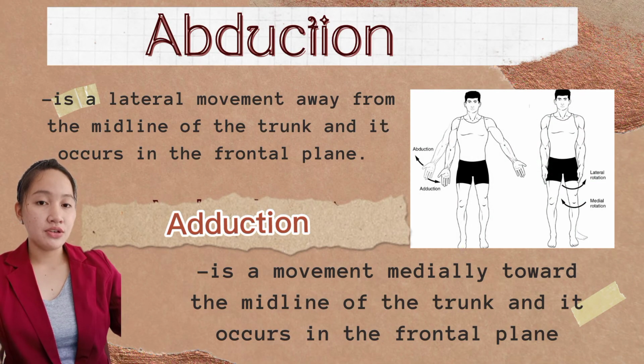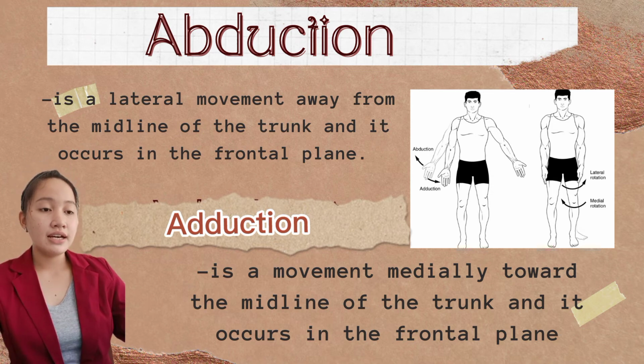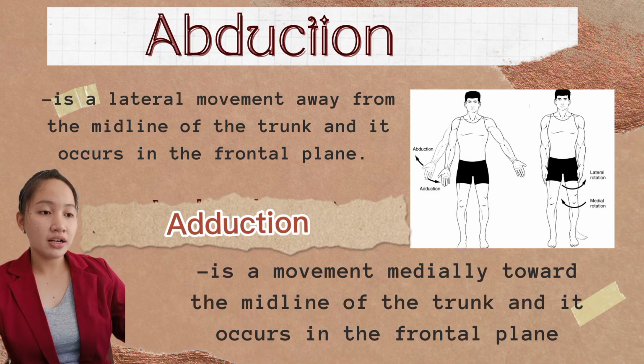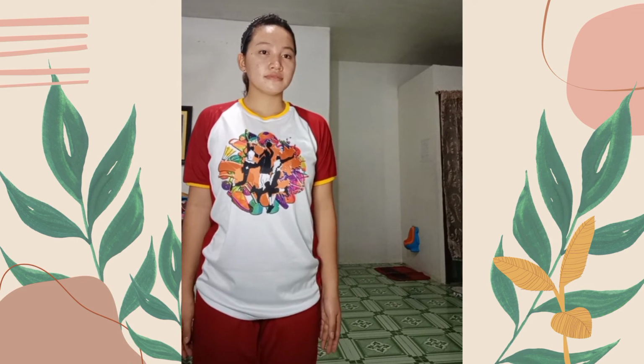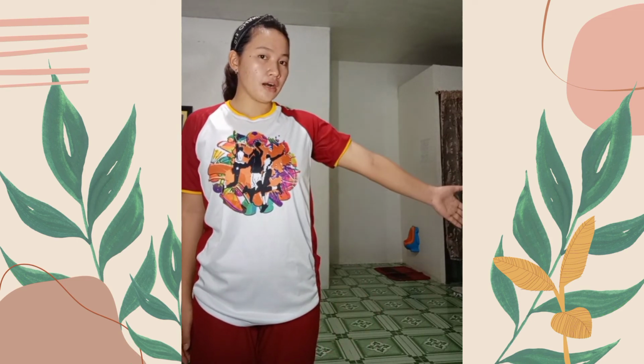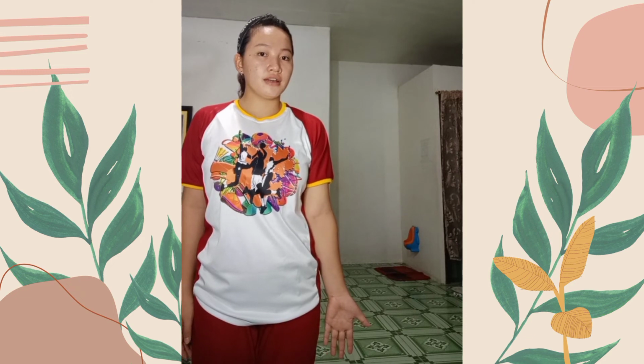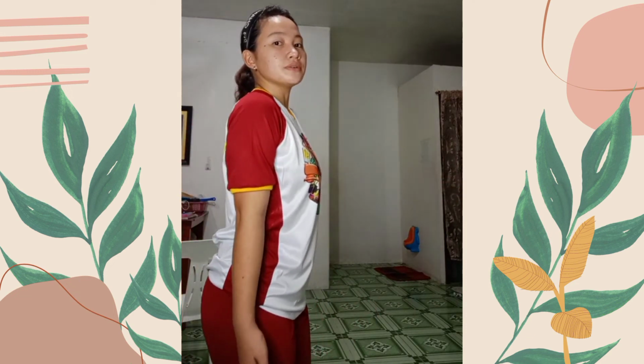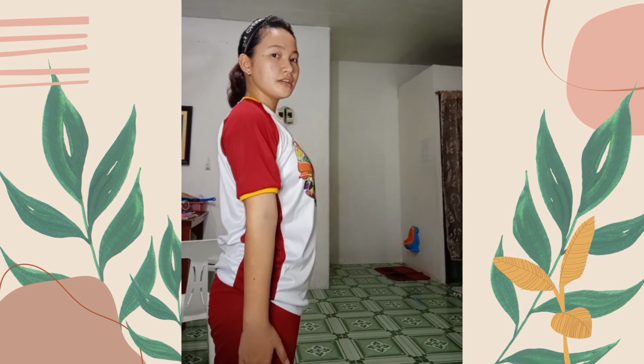Next, abduction. Abduction is a lateral movement away from the midline of the trunk, and it occurs in the frontal plane. Next, adduction. Adduction is a movement medially toward the midline of the trunk, and it occurs in the frontal plane. Adduction, abduction.